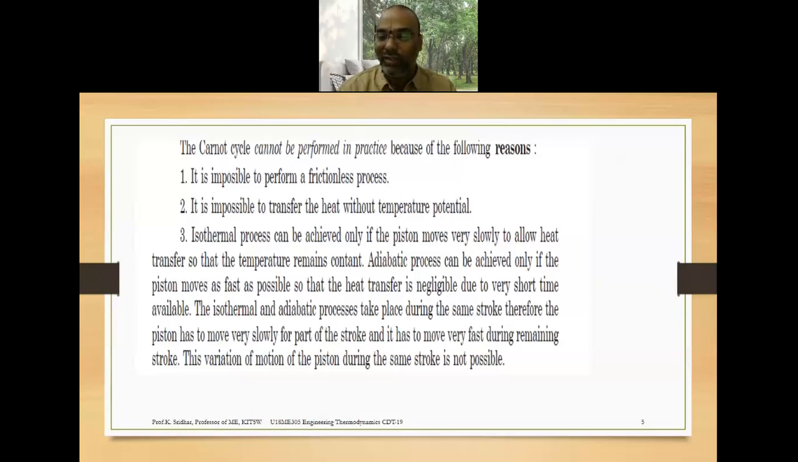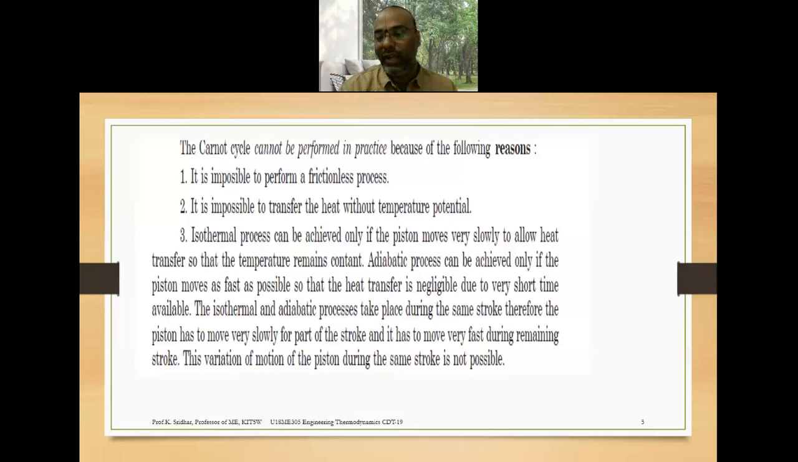So that is one of the reasons why we consider the Carnot cycle as an ideal cycle. It consists of all four reversible processes, and these four reversible processes give us the maximum efficiency, or the maximum amount of work output, from the Carnot heat engine. That's why it is considered the ideal cycle.